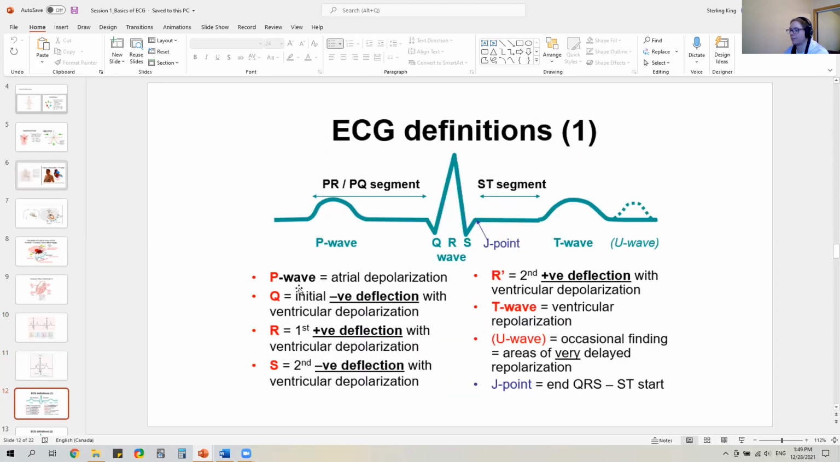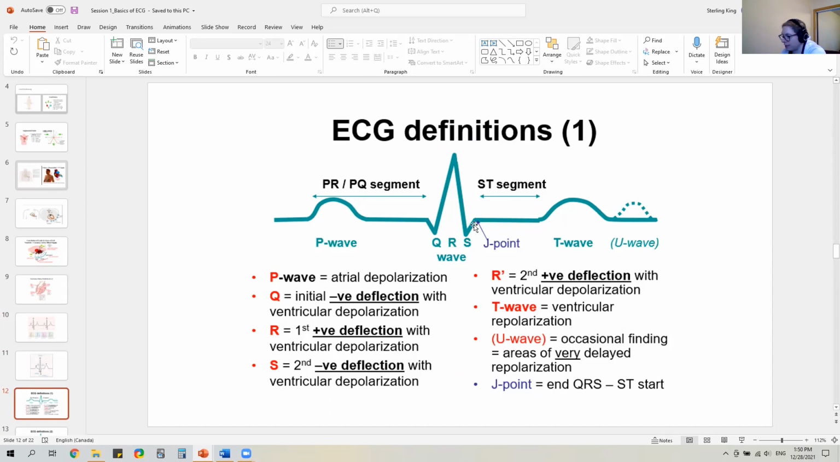So just going through this again, the P wave is the atrial depolarization. So the atria contract, we see a P wave. The QRS is the ventricles contracting. So the electrical signal fires, we see the QRS, and the ventricles are squeezing the blood. There is this point right here called the J point. That's just the end of the S to the start of the ST, so this flat part. So we call it the J point.